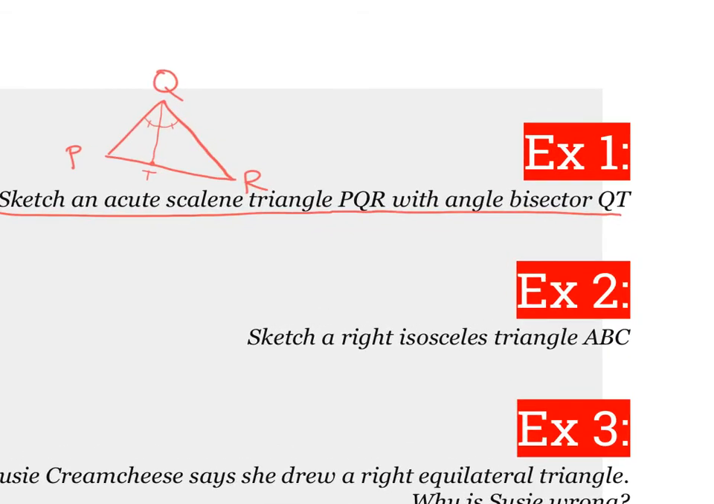All right, my second example asks me to sketch a right isosceles triangle named ABC. I'm going to start with that right angle, and I'm going to make my side lengths equal. And I'm going to mark that it's a 90-degree angle, and then I'm naming it ABC.